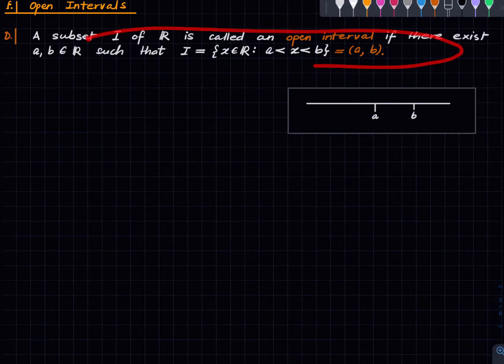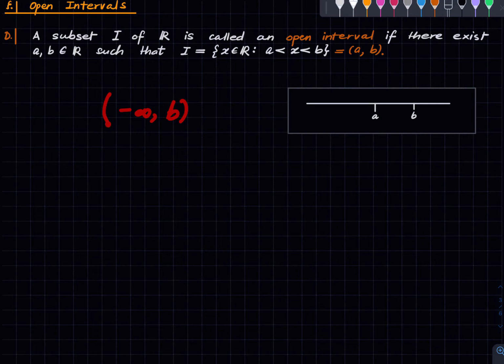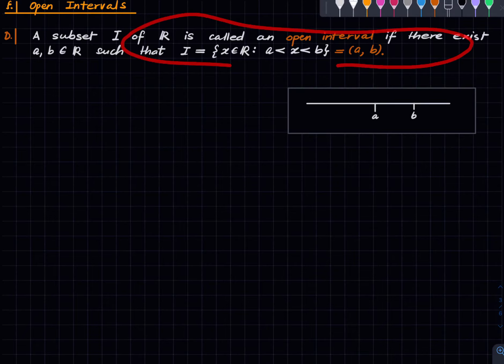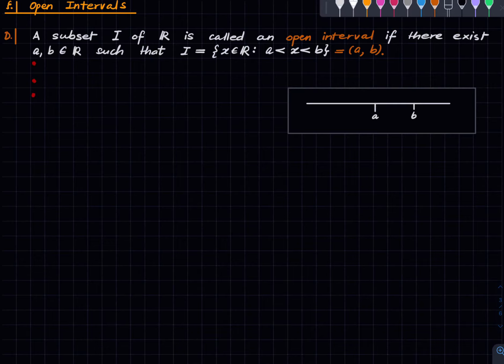Now, having defined open intervals this way, many authors and even myself at many points might consider things like these also as open intervals. So what are these? These are all the real numbers which are strictly less than b. So this might also be considered as an open interval. The definition would need, one has to make maybe 3 bullet points to accommodate them, but let's not worry about those things. So this is the definition of an open interval. It's a very simple definition, and let us proceed.